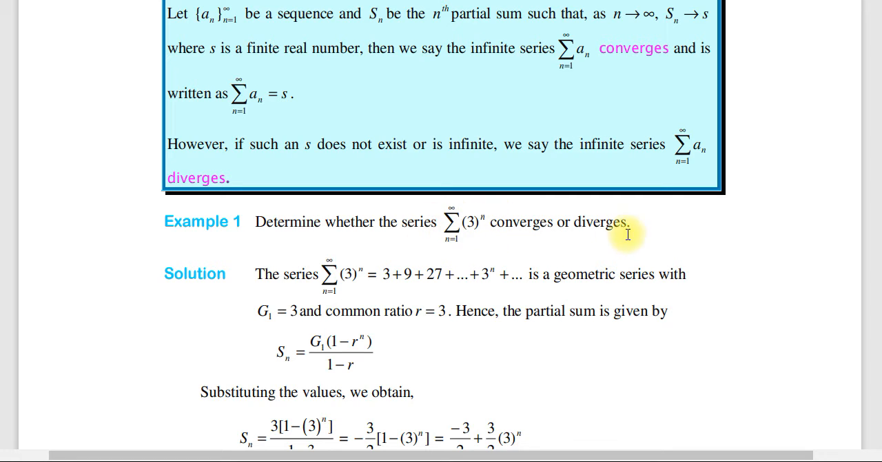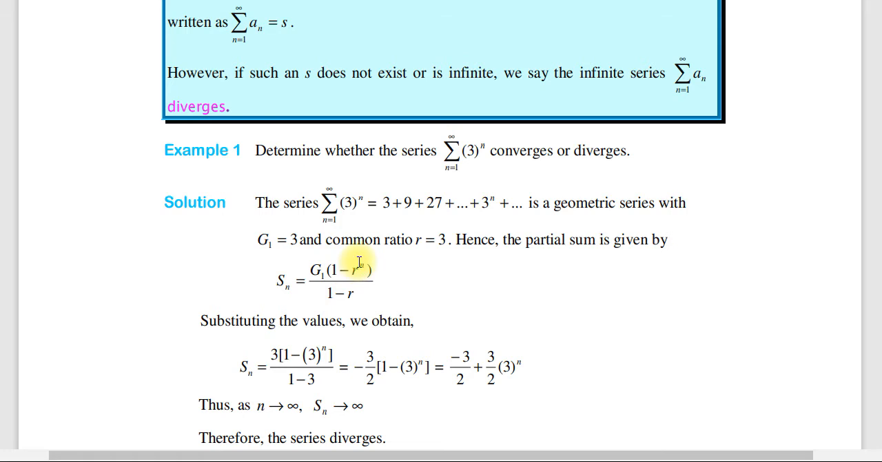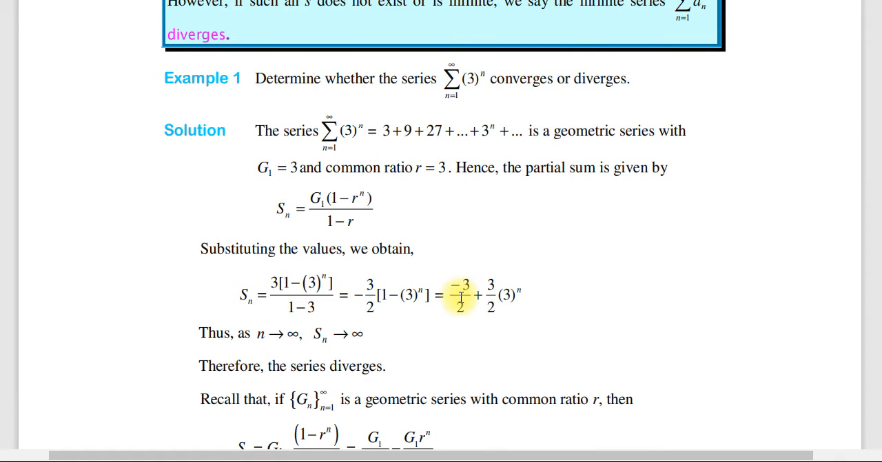ለምሳሌ ያክል እዚህ ጋር the summation of 3 to the power of n ሳሜሽኑን ብንፈልገው ኮንቨርጅ ነው ዳይቨርጀንት ነው? ኦኬ 3 plus 9 plus 27 plus 3 to the power of n እያለ ይቀጥላል። As n approaches infinity ሳሜሽኑ ምን ይሆናል? ወደ ኢንፊኒቲ ሊሄድ ይችላል። እንየው ጂኦሜትሪክ ስለሆነ g1 ችን 3 ነው and common ratio ም 3 ነው። ፓርሻል ሰም ፎርሙላችን ይሄ ነው። ስለዚህ እንተካው። ስንተካው −3/2 plus 3/2 times 3 to the power of n.